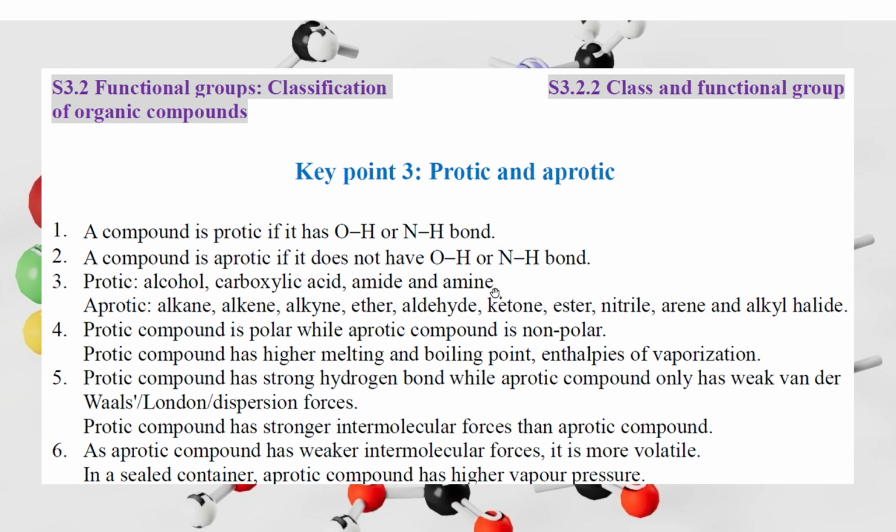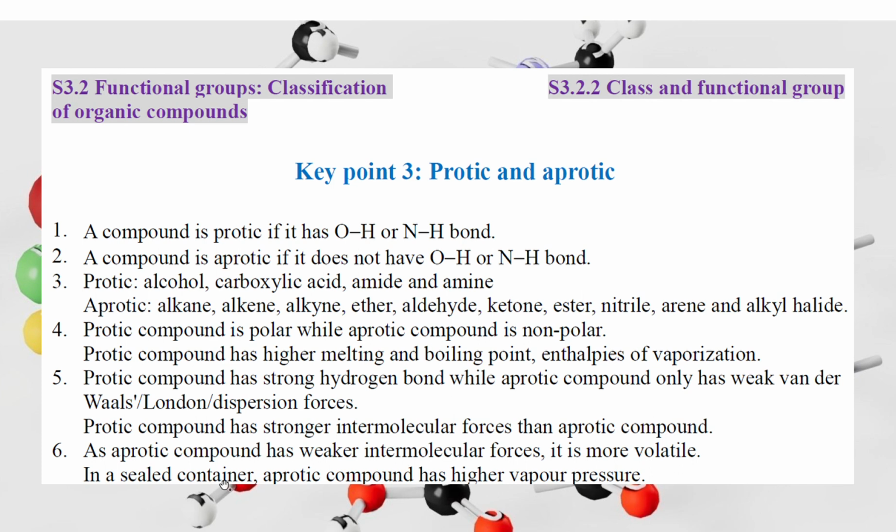If on the other hand they don't have the O-H or N-H bond, no hydrogen bond, we call it aprotic, with much weaker bonding: alkane, alkene, alkyne, ether, aldehyde, ketone, ester, nitrile, and halide. The protic compound is polar, so aprotic is non-polar. The protic compound has a higher melting point, boiling point, and enthalpy of vaporization because of the strong hydrogen bond. But the aprotic one only has weaker London dispersion forces. So protic compounds have stronger intermolecular forces than aprotic compounds, and as aprotic compounds are weaker, they're more volatile.